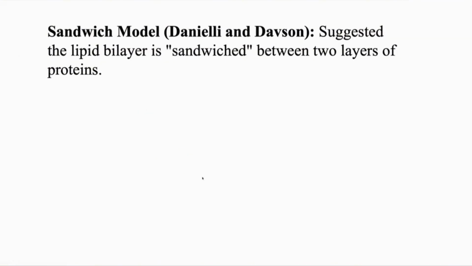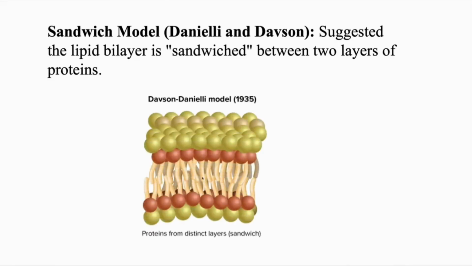Next one is the sandwich model. This model was proposed by Danielli and Davson. They suggested that the lipid bilayer is sandwiched between two layers of proteins. So this picture clearly shows the sandwich model of plasma membrane. The red color shows the phospholipids and the green color shows the proteins. So the phospholipid bilayer is embedded between the two protein layers, which we see as a sandwich. So it is the sandwich model of cell membrane.